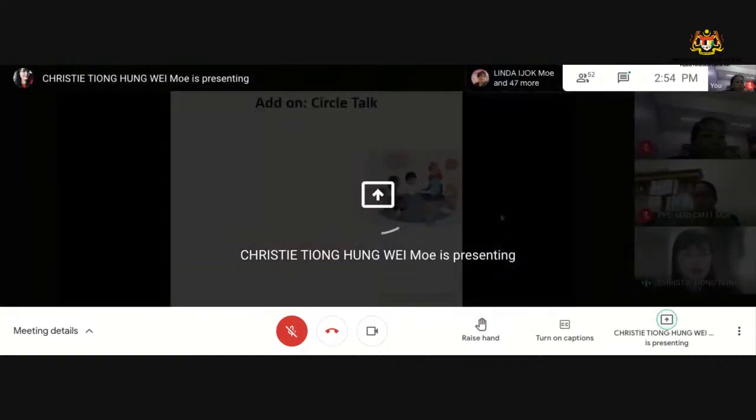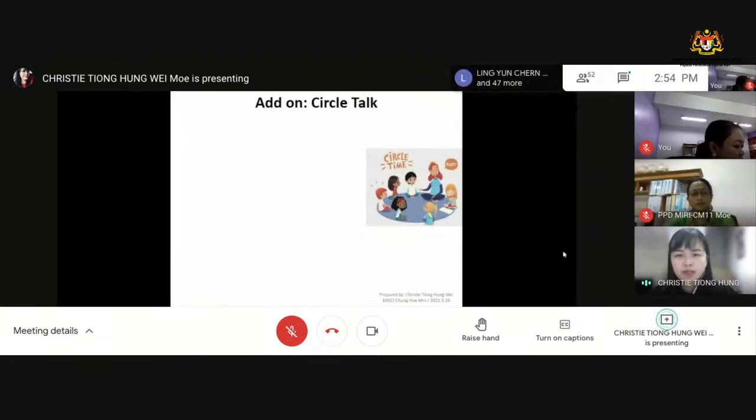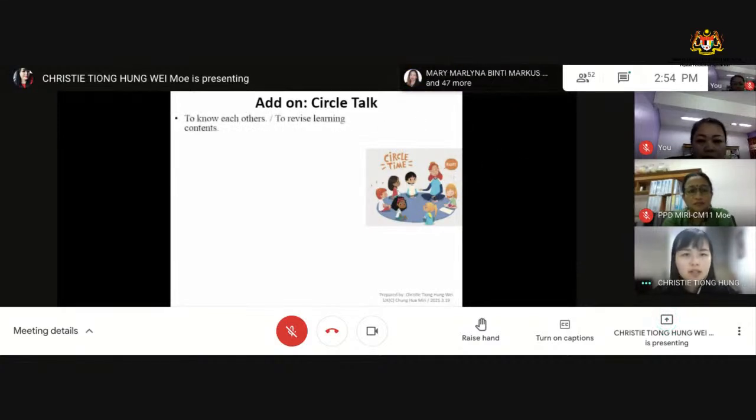Okay, so here I have another activity which I carried out before during the physical teaching and learning in the class. I have the circle talk. This is to know each other or to revise lesson content. Especially I carry out this circle talk at the last lesson of the topic. They need to recap, recall the vocabs or the important information in each lesson.